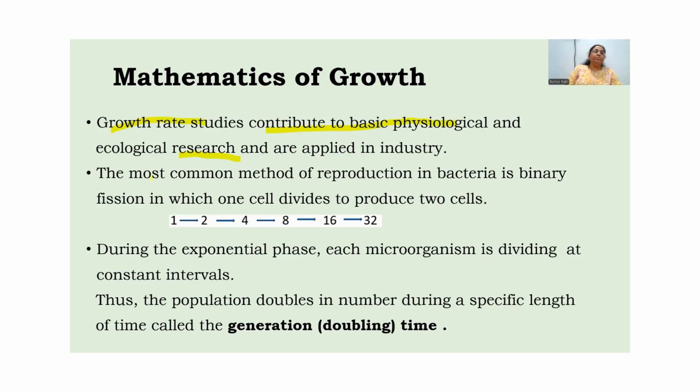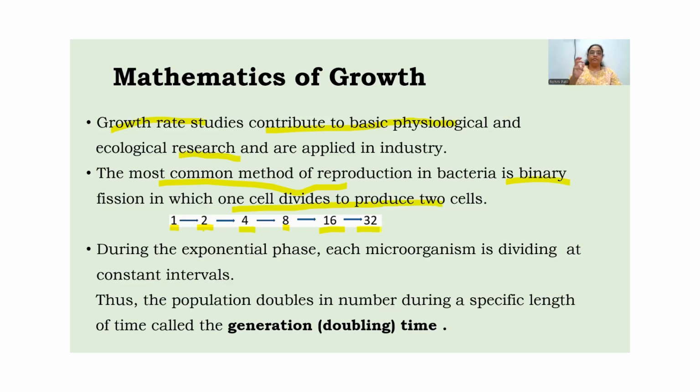Here, the most common method of reproduction in bacteria is binary fission. We have just seen that. When one cell divides, two cells are produced. One cell dividing by binary fission produces two cells. Two cells dividing produce 4. The 4 produce 8. 8 produce 16, and 16 produce 32. And this is called exponential growth.